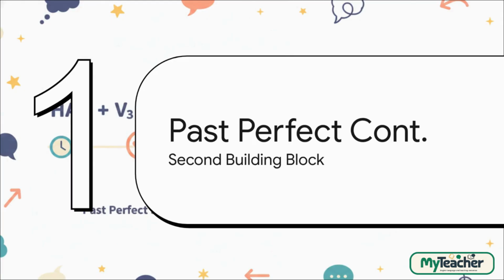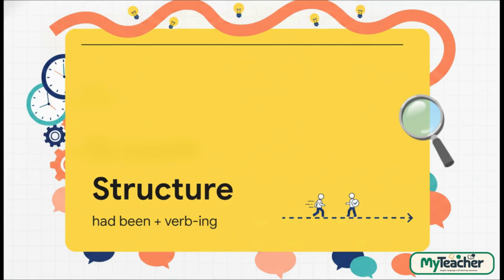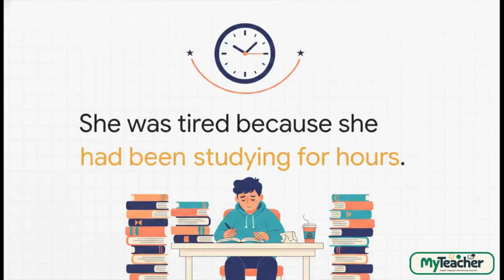Now let's move on to our second building block, the past perfect continuous. Here is our new structure. This time we use had been plus our verb with an ing on the end. We use this specific setup to show just how long an action was continuing before another action happened in the past. Let's read this new example together.